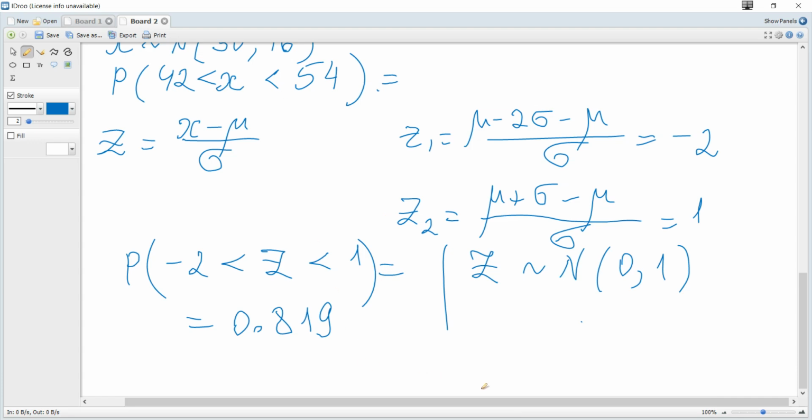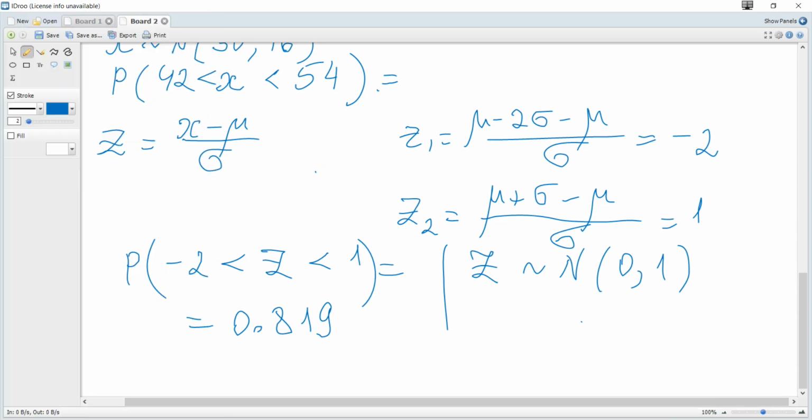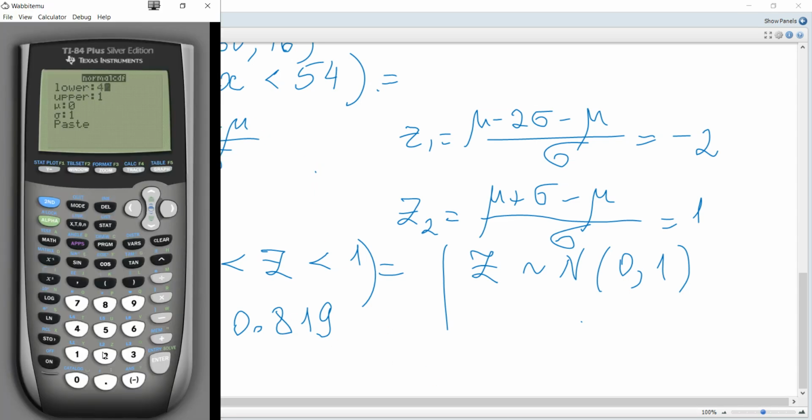And let's check in terms of x. So normal CDF, lower is 42, upper is 54, mu is 50, sigma is 4, and we can see that we get the same result.